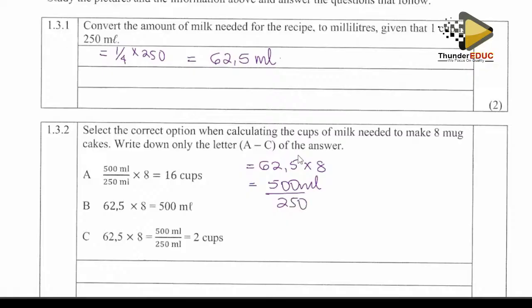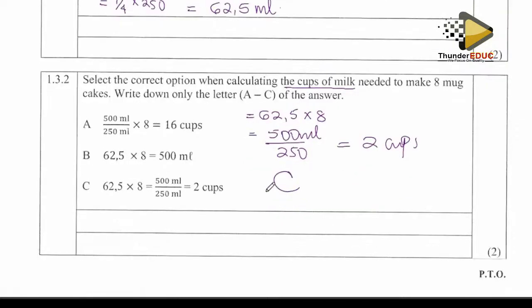Why am I dividing? I'm looking for the number of cups of milk. So each cup is 250. So how many cups will I need here? I'll need 2 cups. So my option here is C. We are looking for the number of cups, not milliliters. Write down the letter only. So the letter there is supposed to be C.